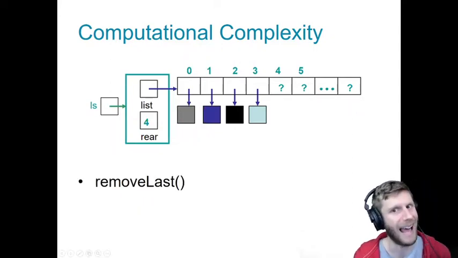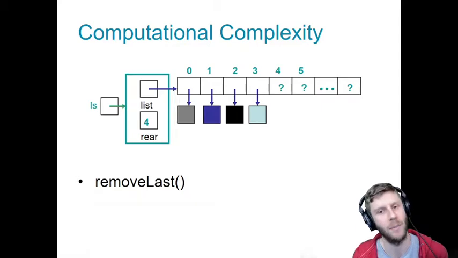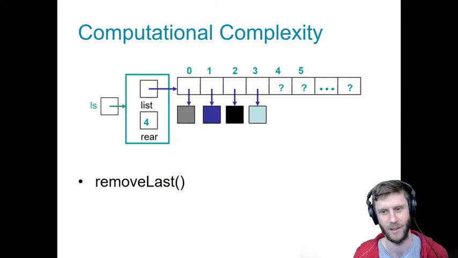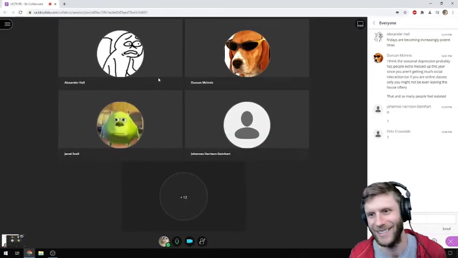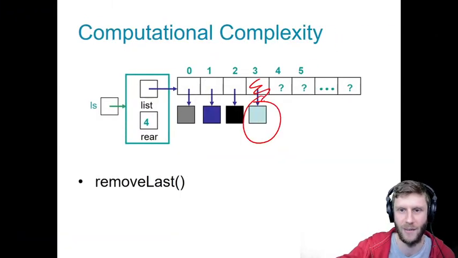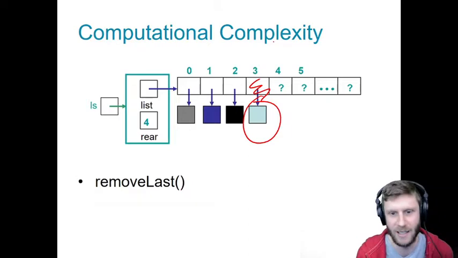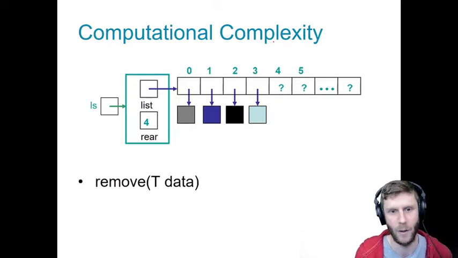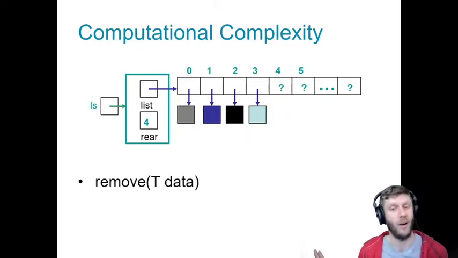What about remove last? What's the computational complexity of that? Come on, wake up. 1, yes, correct. Why? Well, we remove the one thing and then, well, all we have to do is decrease the count. Easy peasy. What about remove an arbitrary one?